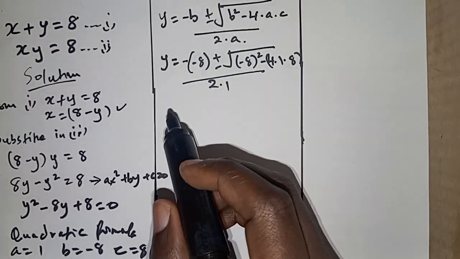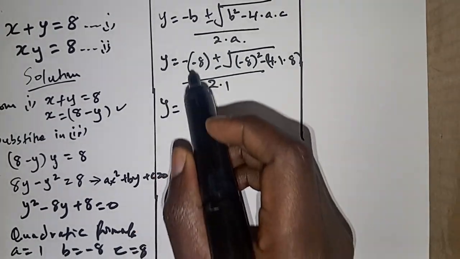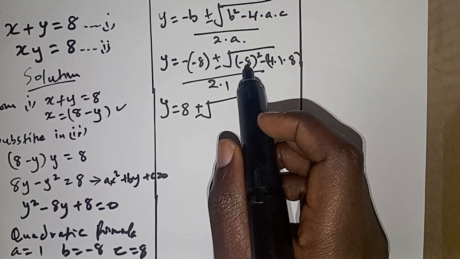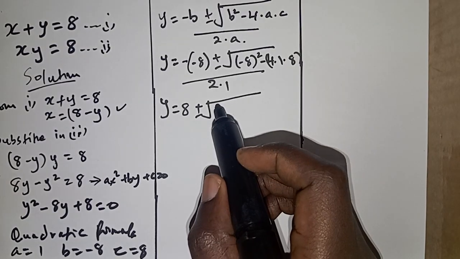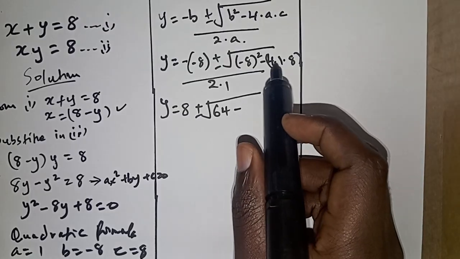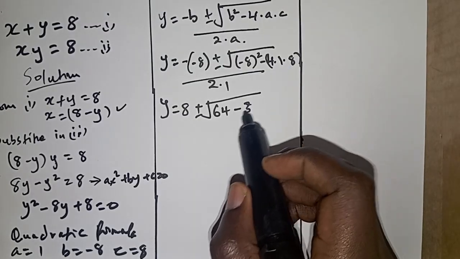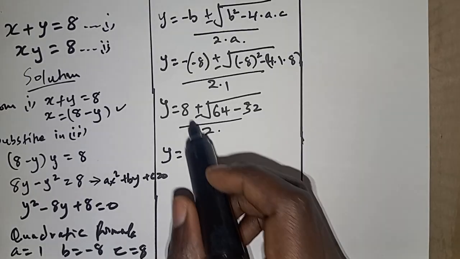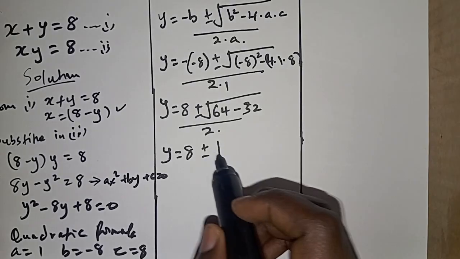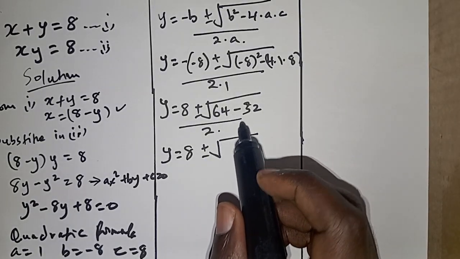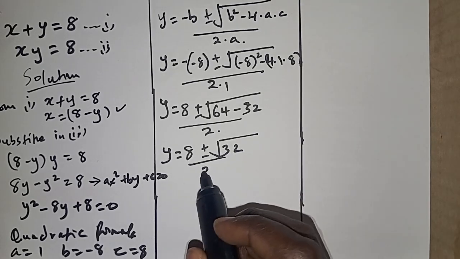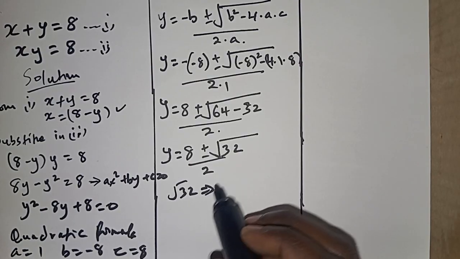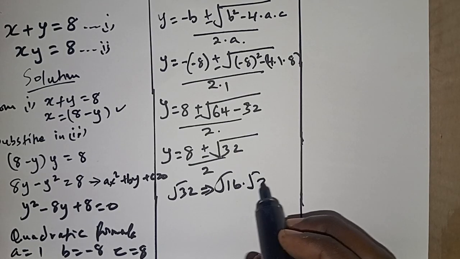Very nice. So here negative multiplied by negative, that is 8, plus or minus the square root of, when you square negative 8, you get positive 64, minus 4 times 1 times 8, that is 32. Everything divided by 2. Simplifying it further, this becomes 8 plus or minus the square root of 64 minus 32. We're going to get 32 divided by 2. And of course, this 32, I can rewrite it as the square root of 16 multiplied by the square root of 2.